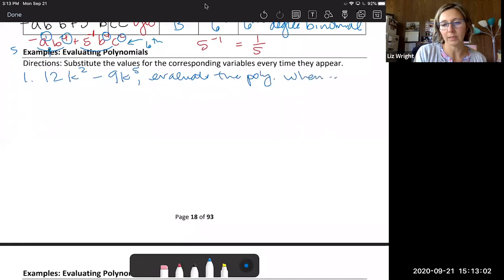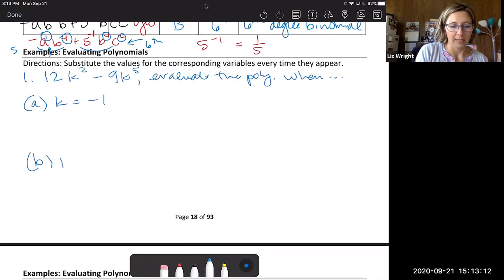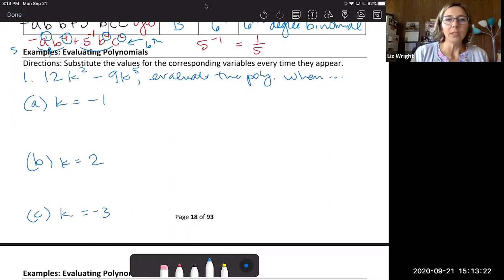when, and now you're going to have 3 different scenarios. When A, k equals -1, B, k equals 2, and C, when k equals -3. So I want you to plug those in, and we're going to see what you get here. So I'm going to do the first one with you.